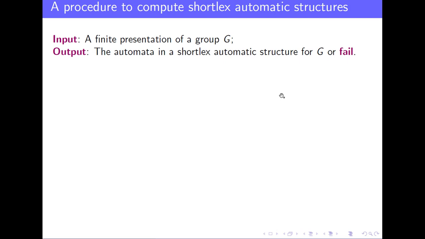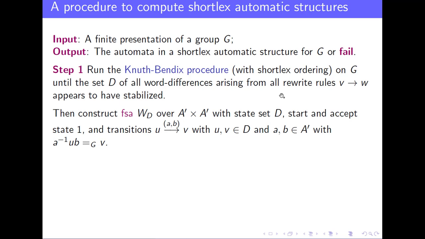Now, finishing off, I'm coming to the algorithm, which is, at least in the case of, I've said short lex, not really restricted to short lex, but the system I talk about, KBMAG, only works with short lex. My colleague Sarah Rees has written some GAP procedures that work on other length-based systems, such as weighted orderings, so you can add weights to the generators and so on. Okay, so the input is a finite presentation, and the output is the automata in a shortlex automatic structure, or fail, which in practice means you give up, or it runs out of space, or crashes the machine, or something. So, let me take you through it quickly.